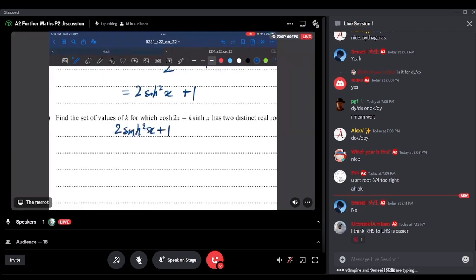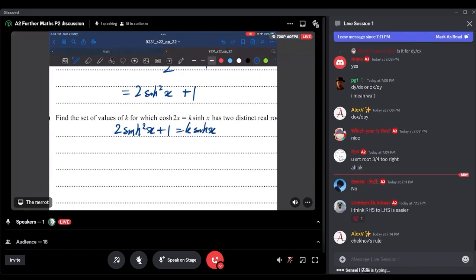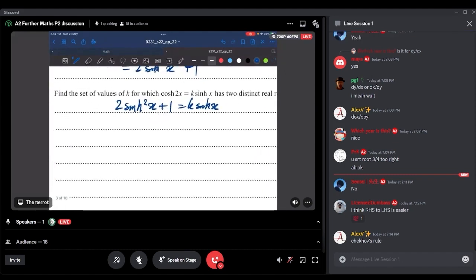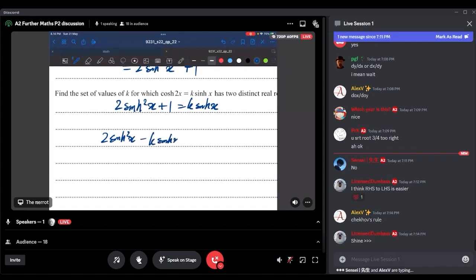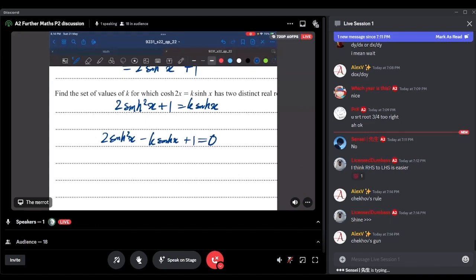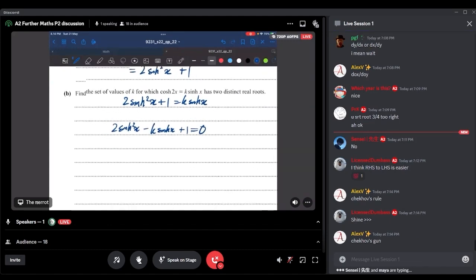2 sinh squared x plus 1 is equal to k sinh x. Can I just call it sinh? It's easier to call it sinh. And of course, you can see that this is actually just a quadratic in sinh. We're just moving the k sinh x to the left-hand side, so we get this guy, plus 1 is equal to 0. Shine. Okay, sure. Whatever you call it.